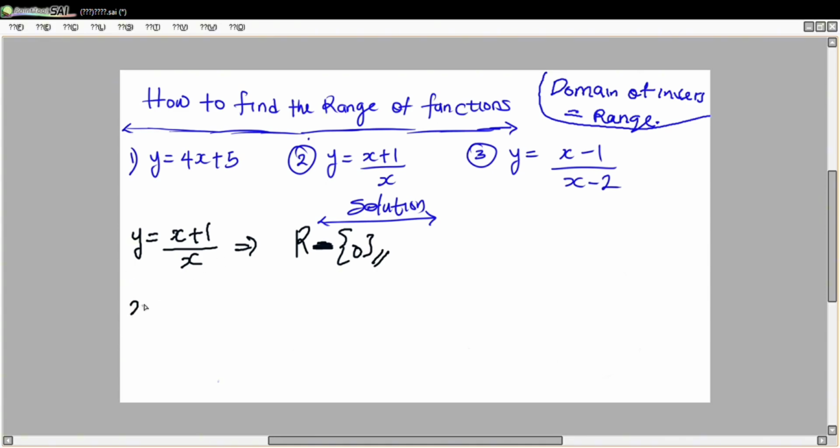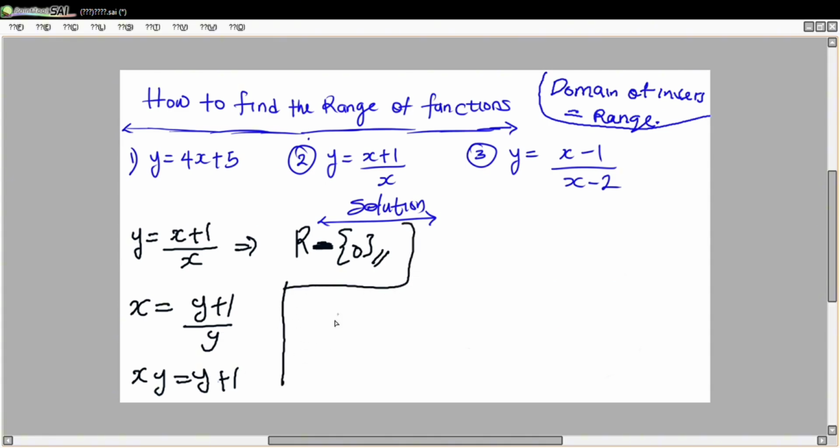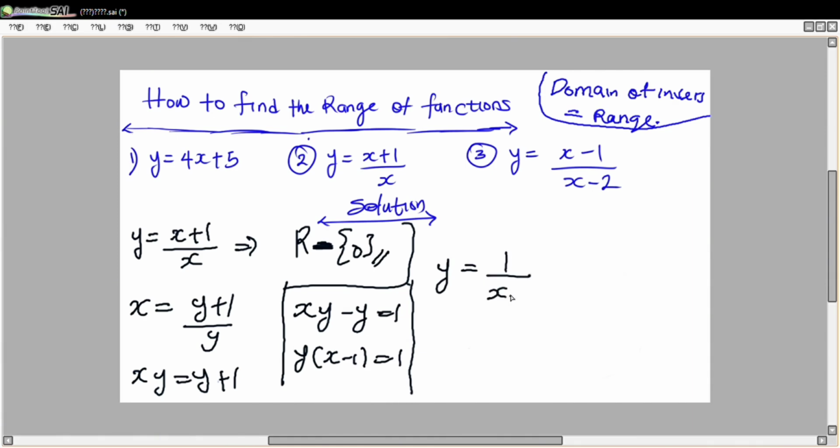So what will I do? I will exchange: x equal to y plus 1 over y. Cross multiply: xy equal to y plus 1. Make y the subject of the formula. That will now be xy minus y equal to 1. y in bracket of x minus 1 equal to 1. And from here, now, we have y equal to 1 over x minus 1. So my f inverse is equal to 1 over x minus 1.